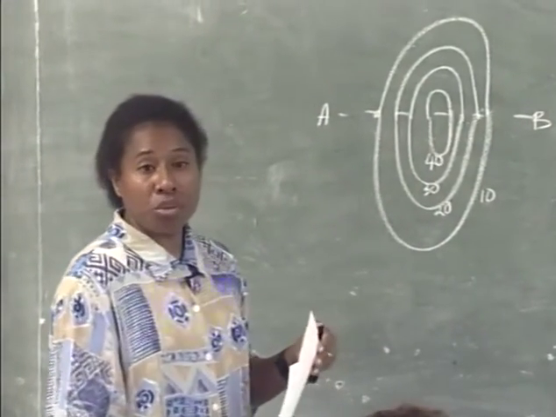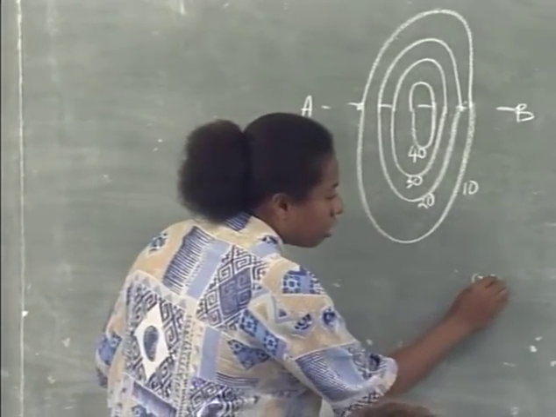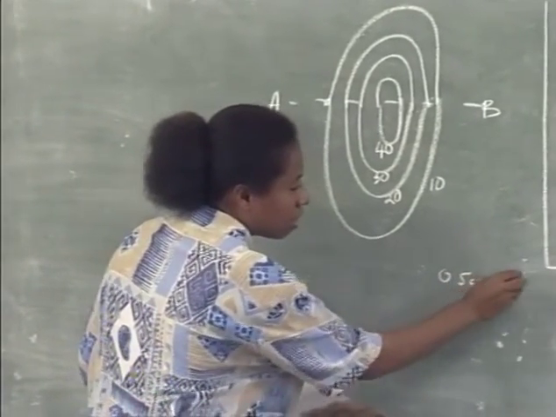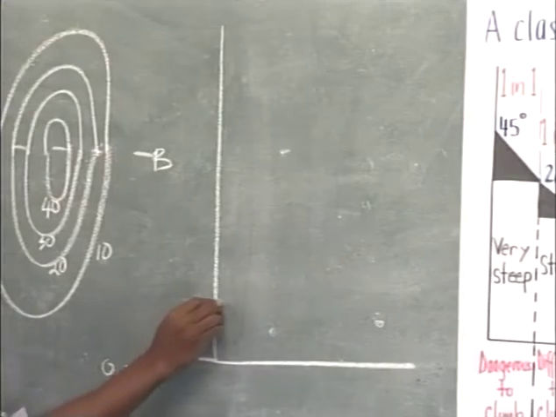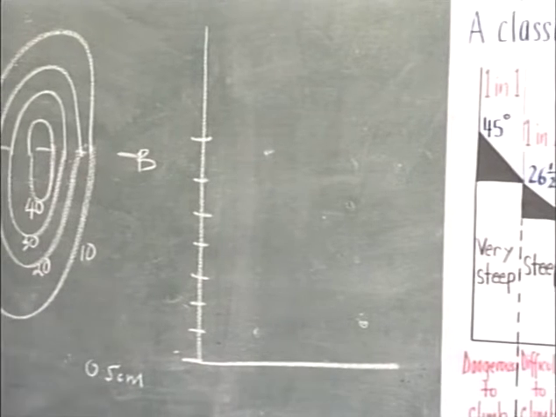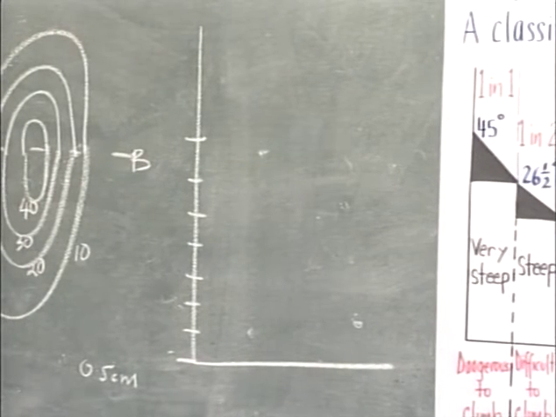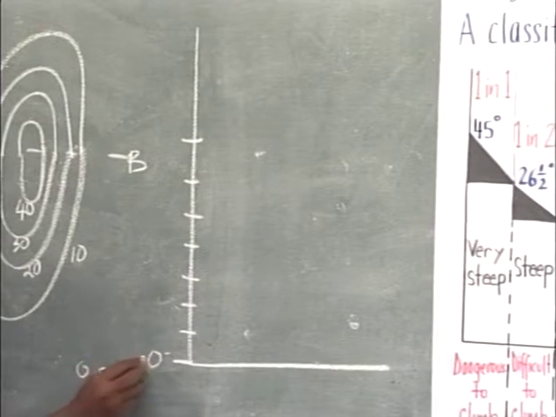We are all going to use the scale in our exercise book. For every 0.5 centimeters, you are going to go up by 20 meters. So you measure the vertical axis. For every 0.5 centimeter, you go up 20 meters.